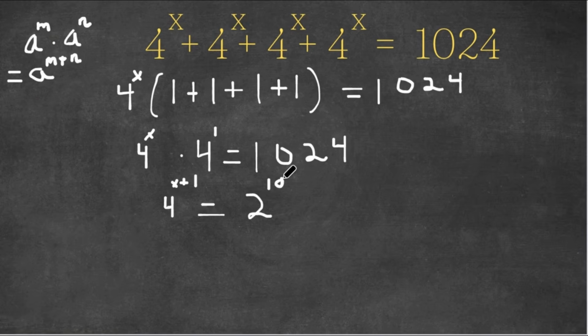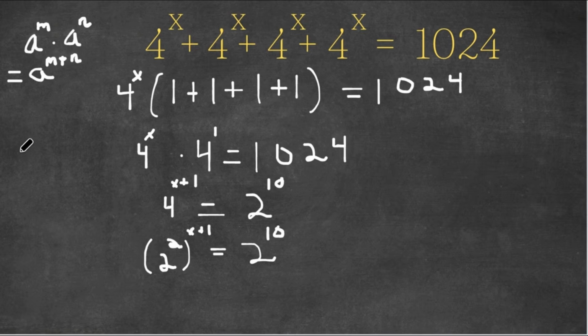So now what I'm going to do is change one of these bases so that they're the same as the other one. Because if we have two same bases, then we can just set the exponents equal to each other and solve. So I'm going to convert 4 to 2. And 4 is actually equal to 2 squared, right? So I'm going to replace 4 here with 2 squared, to the power of x plus 1. This is equal to 2 to the power of 10.